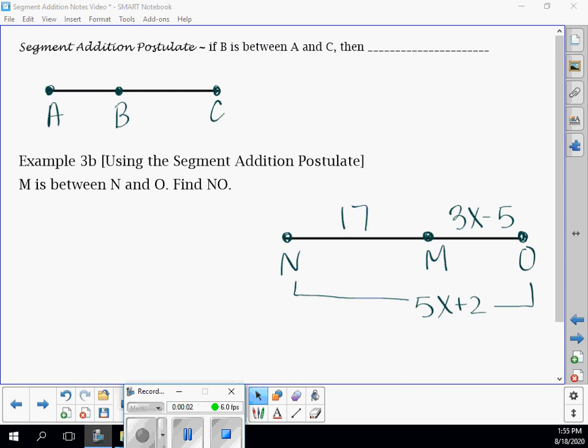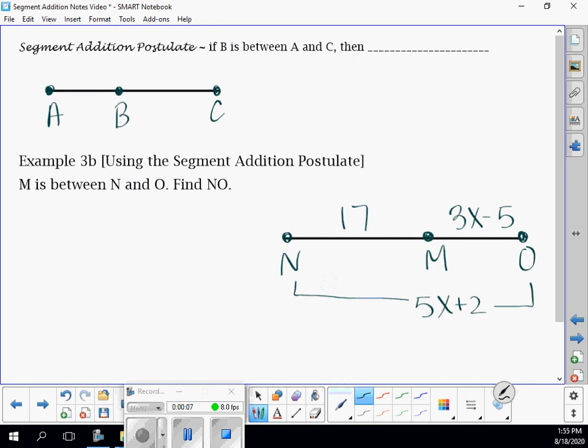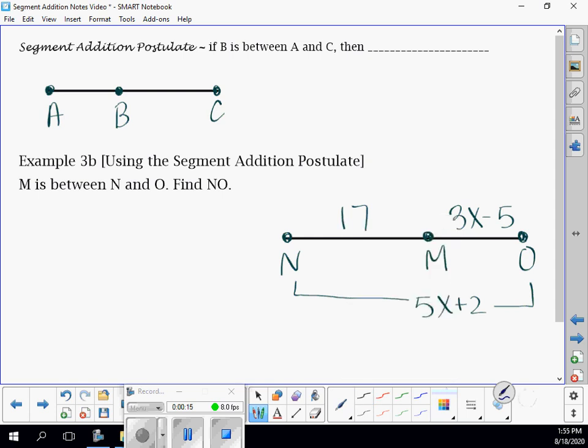Alright guys, today we are on page 3 of our notes. I know it kind of jumps around a little bit. We're on page 3 and we're talking about the segment addition postulate. So what that means is, if I have a segment and it's broken up into multiple different pieces, I can make an equation in order to solve for different parts.